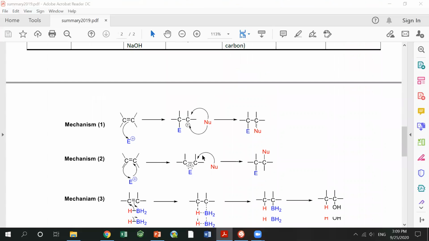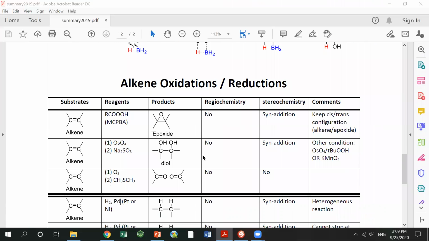All right. So any other questions? Yeah. So make sure you understand that the oxidation reaction products are different, okay. So in epoxidation, you generate an epoxide, and you use a peracid, okay, and for the diol, you use osmium tetroxide, okay. So that's a different product, okay.